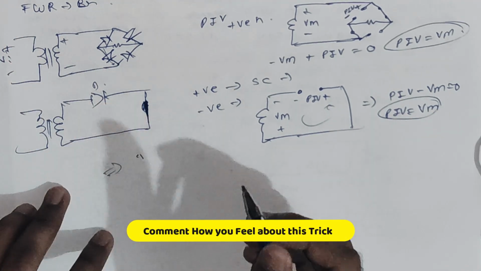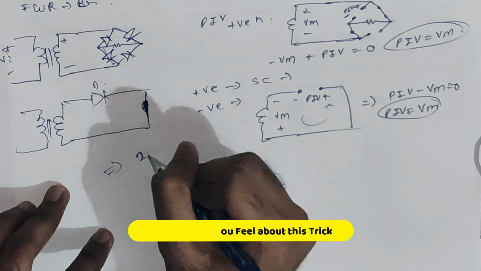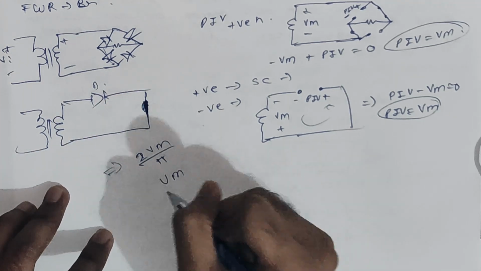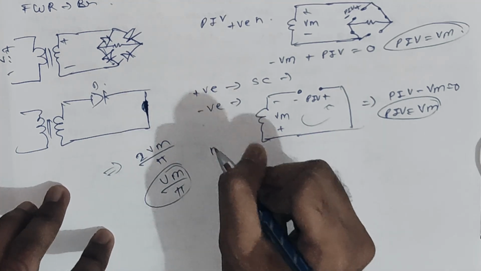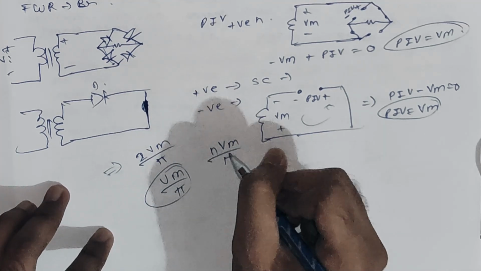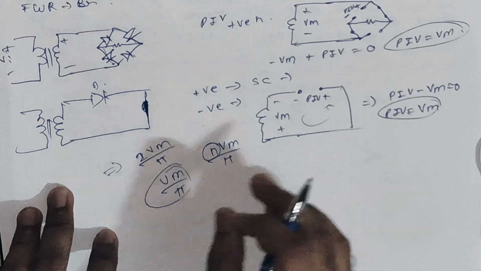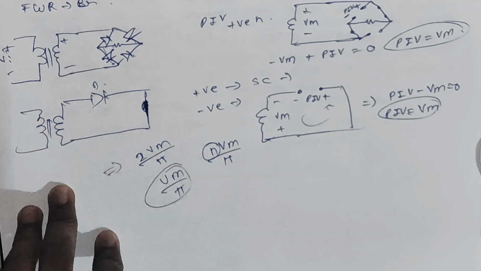Okay, and DC voltage: for a full wave rectifier it will be 2Vm/π, for a half wave rectifier it will be Vm/π. Simply note this formula, that is N Vm/π. N is nothing but the number of lobes coming between 0 to 2π. For full wave it will be 2, for half wave it will be simply 1.